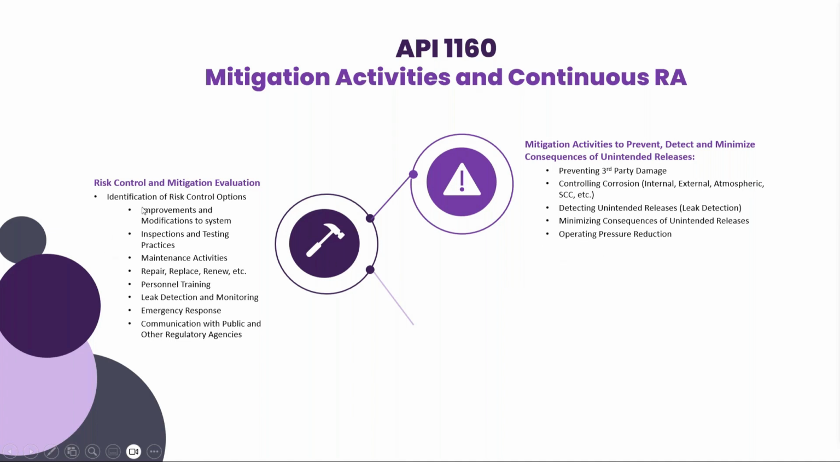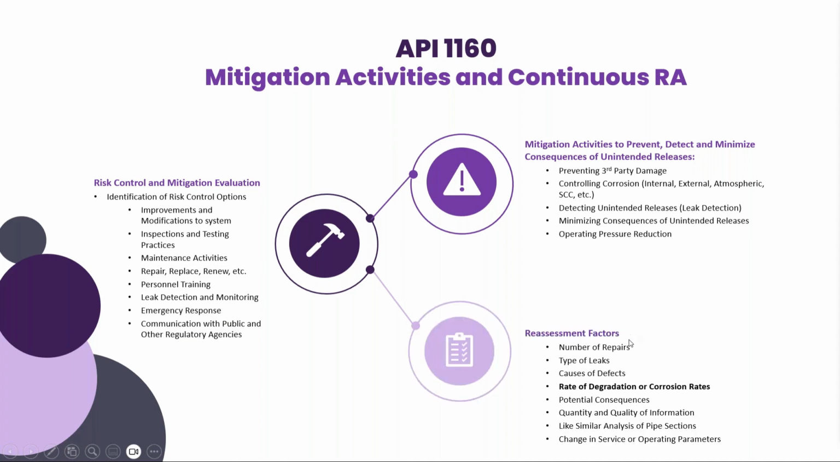Maybe we have to reduce the pressure. Improvements, what can we do? What's our risk control options? Modifications, more testing, maintenance activities, repair, replace, renew, personnel training, leak detection, emergency response, and so on. And keeping that communications up with the public and regulatory agencies, and of course reassessment.